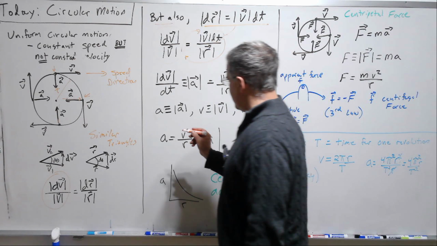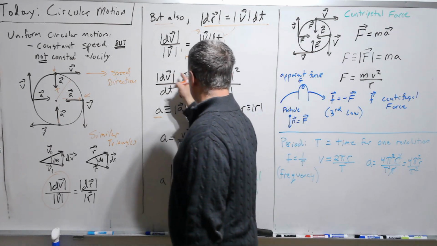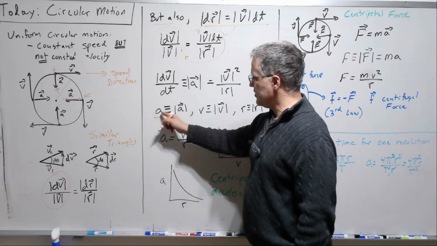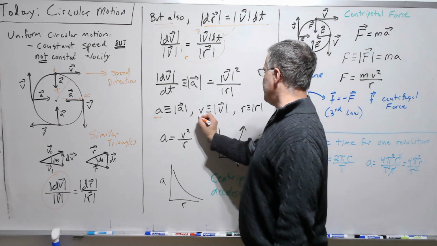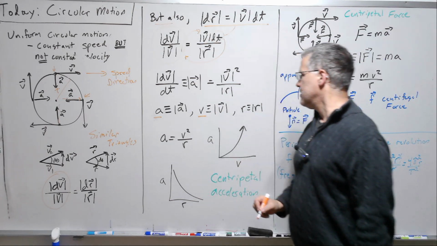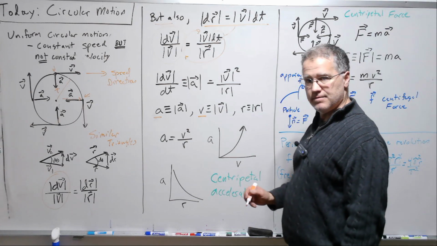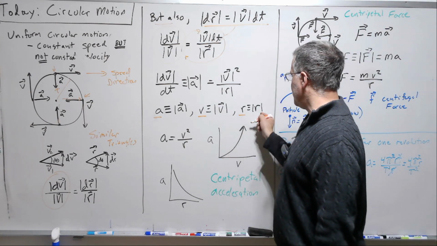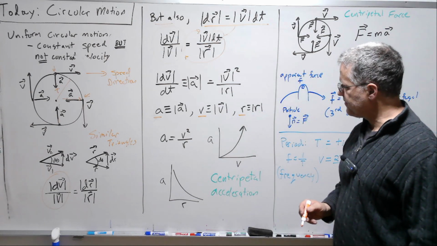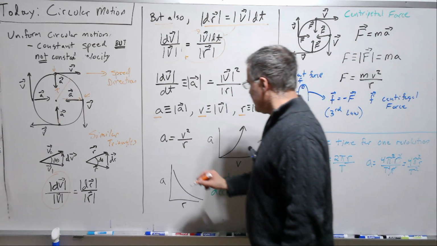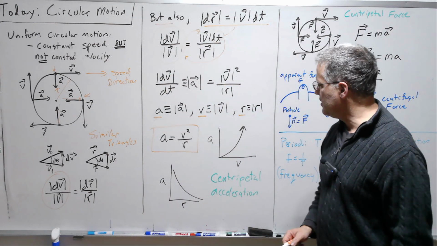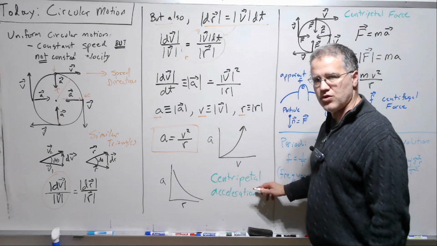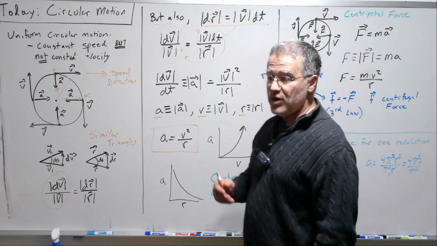Well, let's simplify so we don't have to draw as much. So we'll let A be the magnitude of the acceleration vector, V be the speed, right? Magnitude of the velocity, and r be the magnitude of the position vector. So with that, then we get our formula for centripetal acceleration. So this is centripetal acceleration. We saw this a little bit.